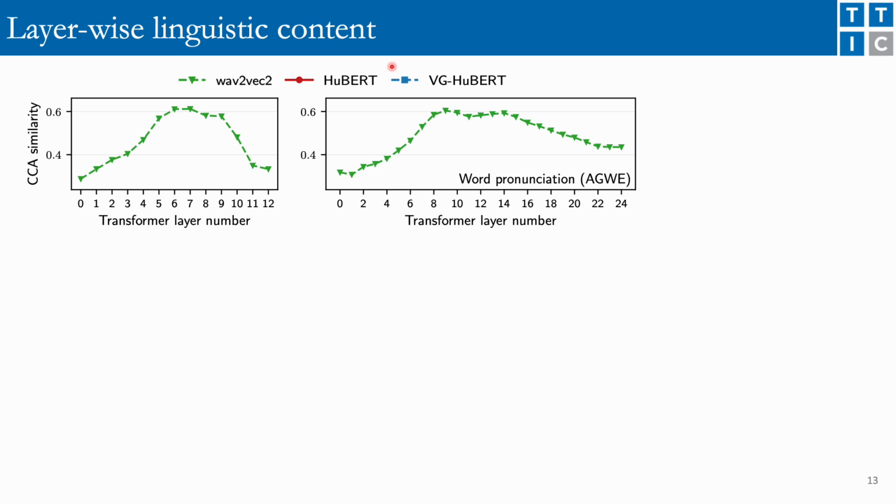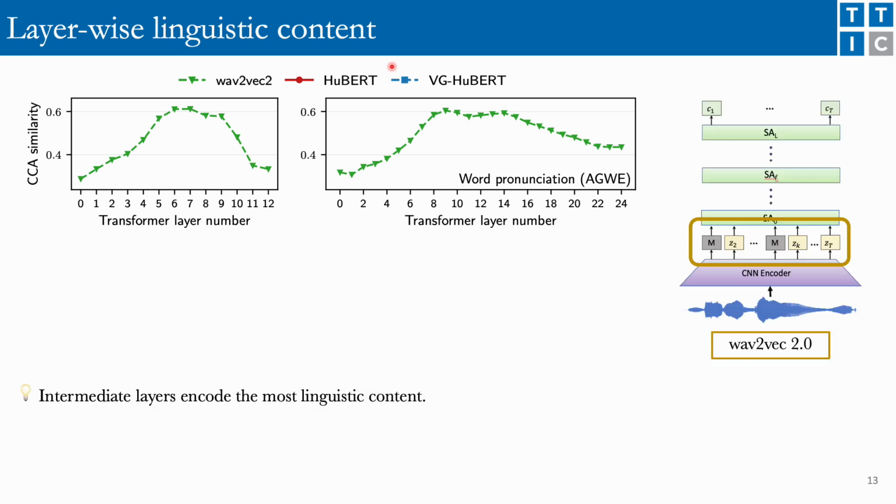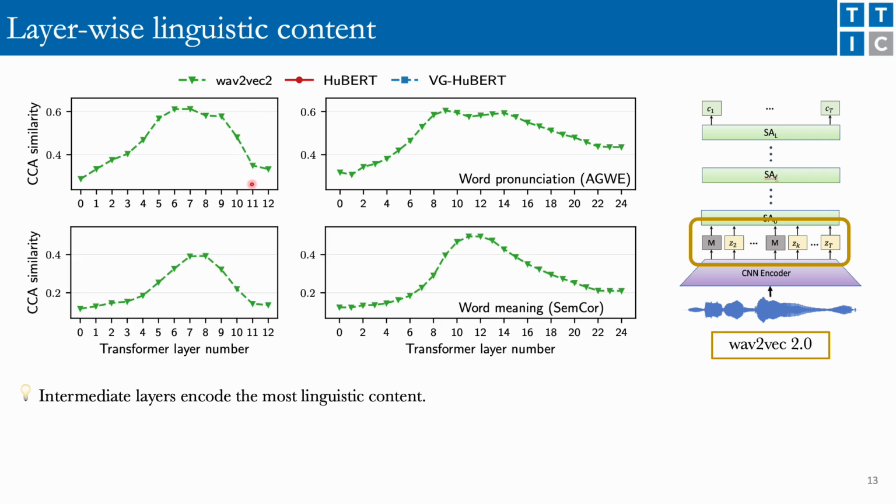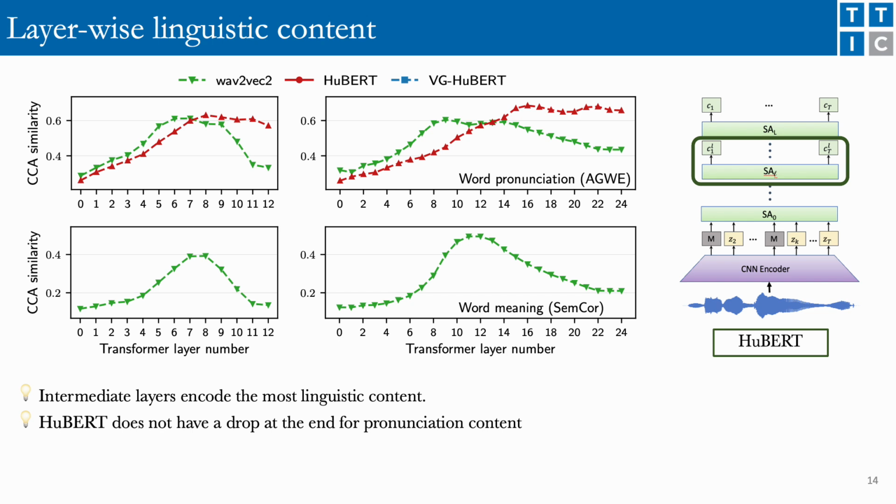The y-axis shows CCA similarity between the word segment representations and the corresponding property vector, which is word pronunciation in this case. For Wave2Vec 2.0, we see that the intermediate layers are most correlated to the pronunciation content, and then there is a drastic drop towards the end. Semantic content also follows a similar trend with a drastic drop at the end. This should not be too surprising given that the pre-training objective reconstructs local features. So naturally the final layers would mimic the behavior of the bottom layers.